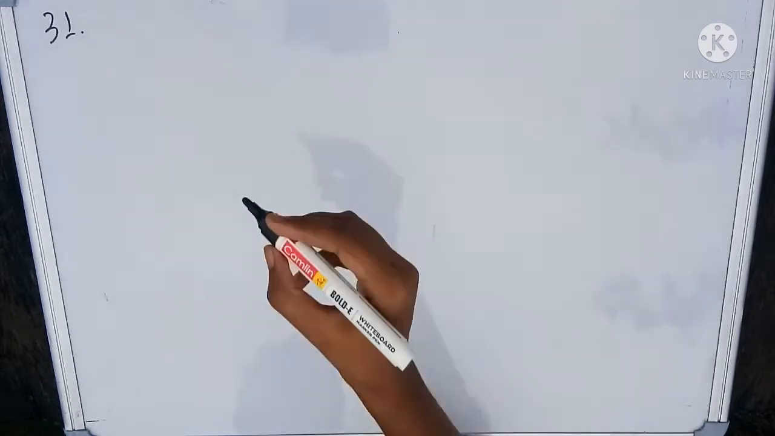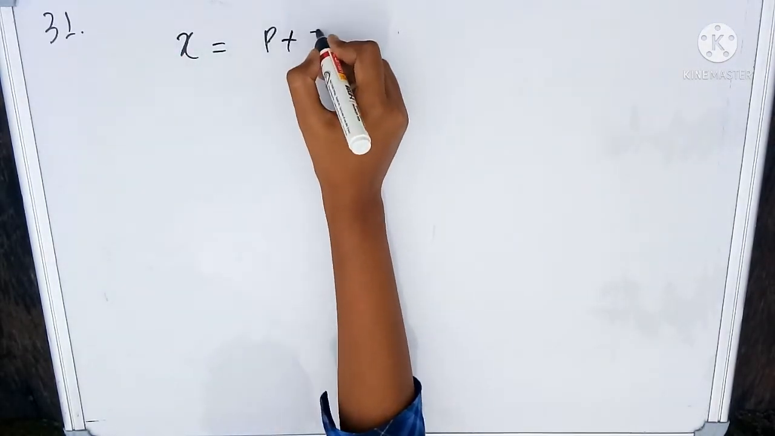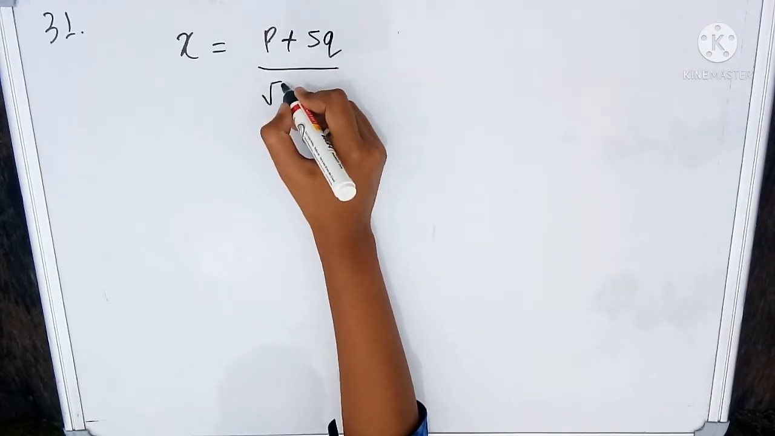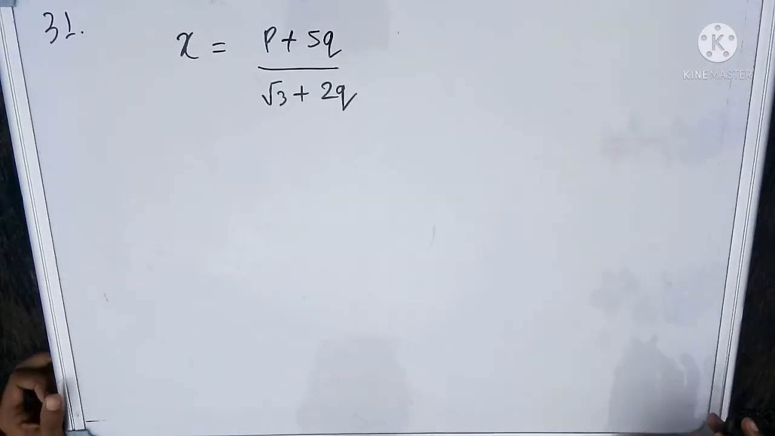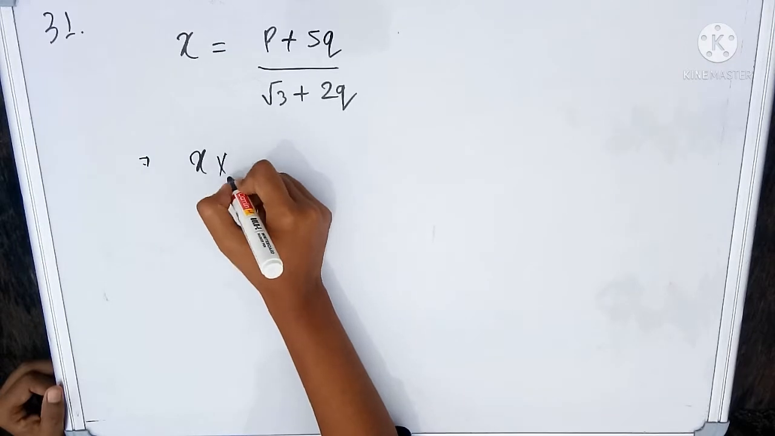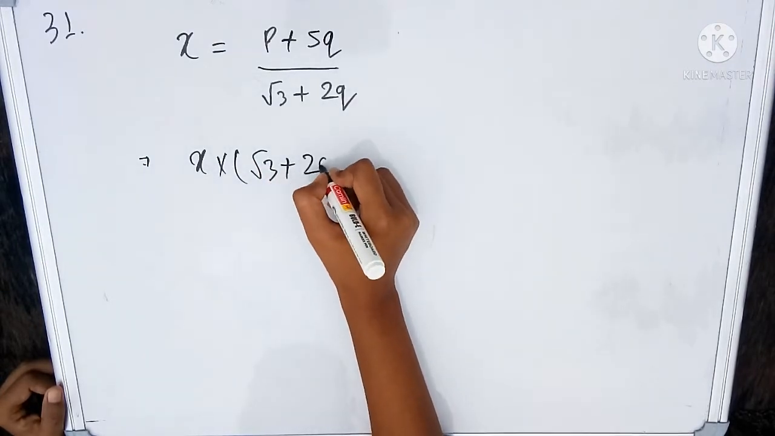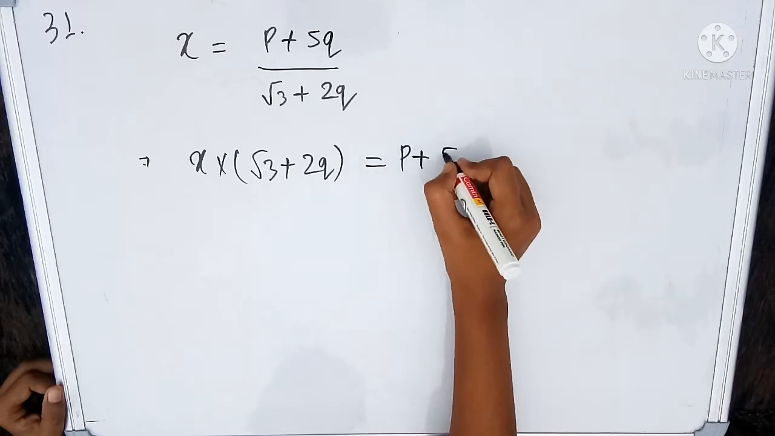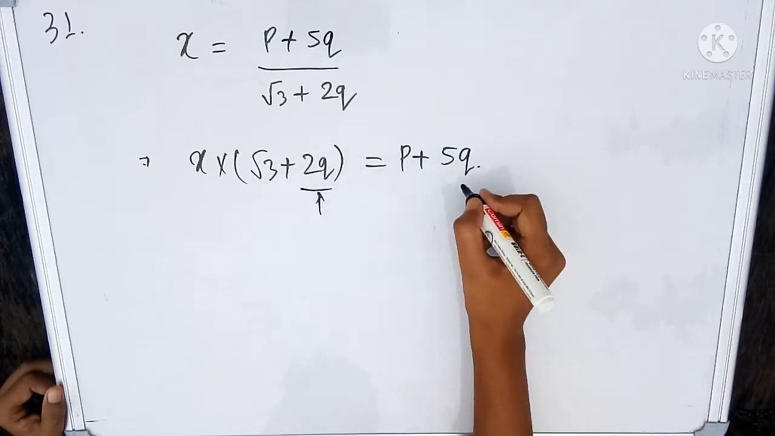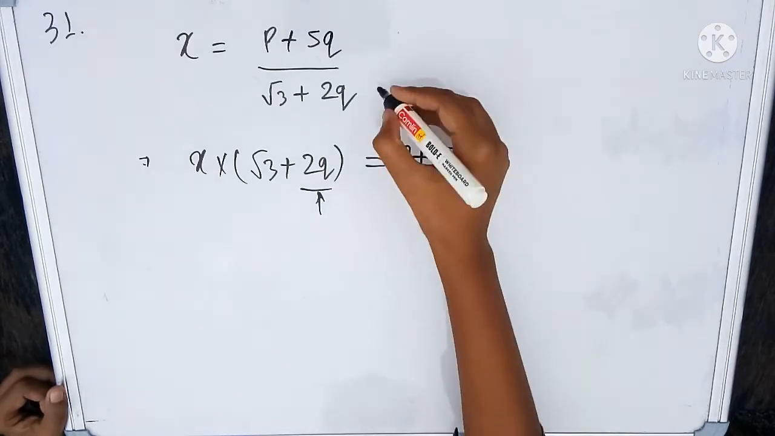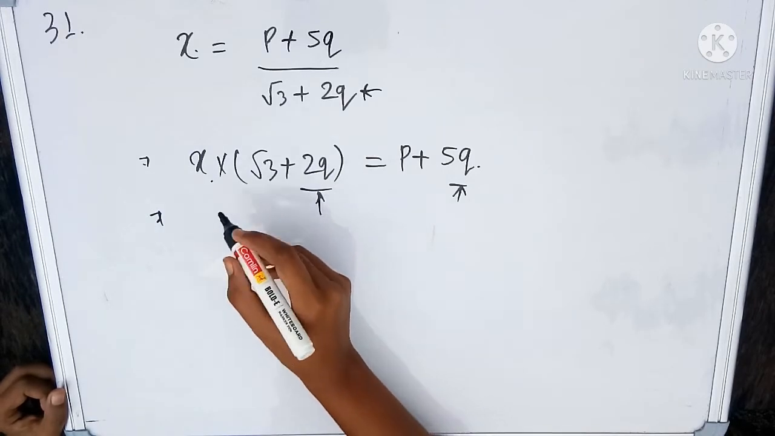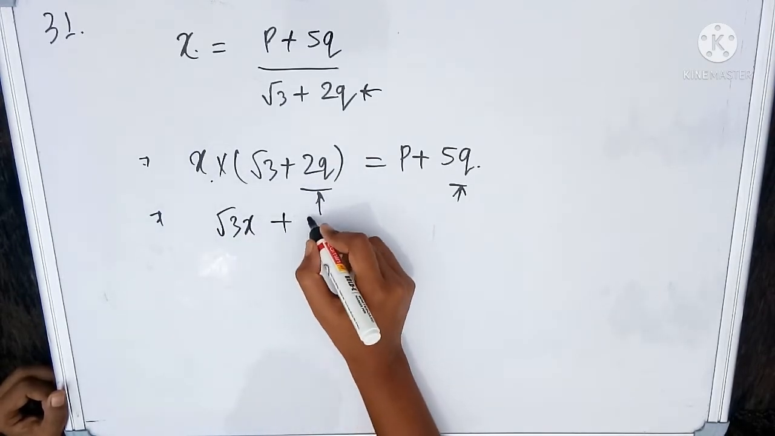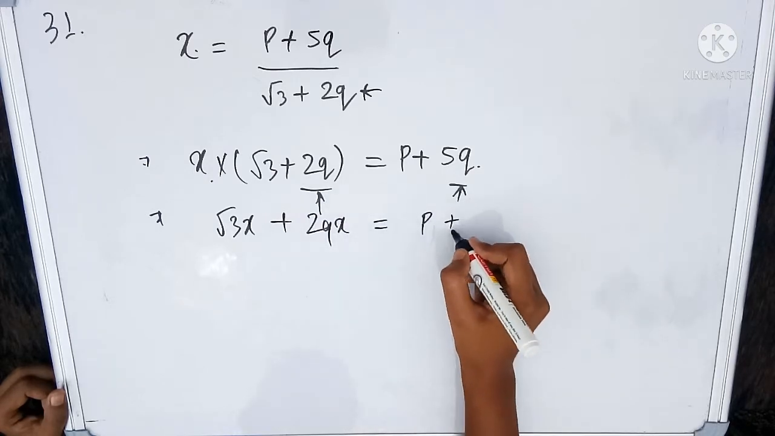Question number 31 says that here we have one formula which is x is equals to p plus 5q divided by root 3 plus 2q. Now from here we have to make q as the subject. So for that we will do here x multiplied by root 3 plus 2q is equals to p plus 5q. You can see here we have two terms having q in it. So first of all we have to take this to the numerator and now we will multiply this x in the next step. So it will be root 3x plus 2qx is equals to p plus 5q.